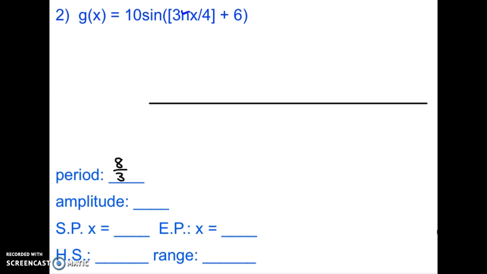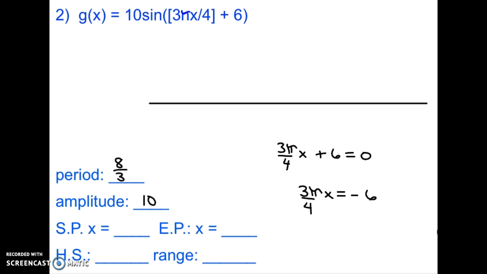Your amplitude ends up being, in this case, 10. Okay, so it's going to go up as high as 10 and as low as -10. Starting point is where I set the bx plus or minus c equal to 0. So 3 pi over 4 x plus 6 equals 0. So 3 pi over 4 x equals -6.